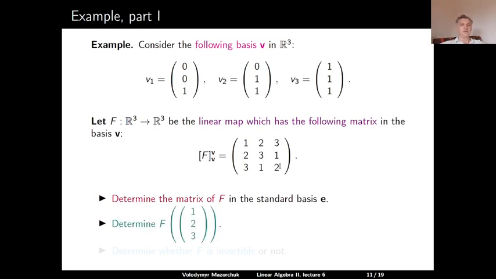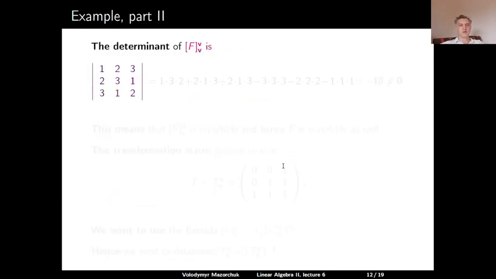We need to determine the value of f at the vector (1, 2, 3). And we need to determine whether f is invertible or not. The last task, determining whether f is invertible or not, is the easiest one. We know that the linear operator is invertible if and only if its matrix is invertible, and the matrix is invertible if and only if its determinant is non-zero. So we can simply compute the determinant of f.